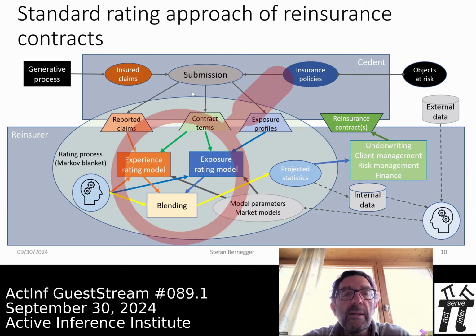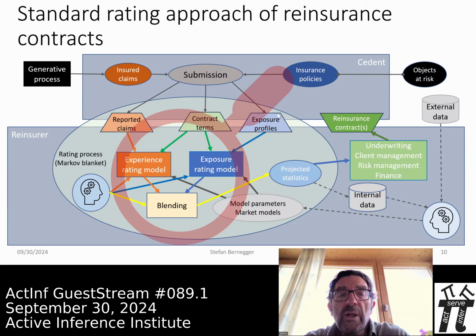What the cedent does, it creates a submission, and the submission you can put into 3 buckets. In one bucket, we have the claims which are reported to the reinsurer. Normally this is claims above a certain threshold. The second bucket contains the contract terms. So of course you have what were the reinsurance conditions in the past, but maybe also some insurance conditions, so insured retentions or some limits and the like, which act like a filter on the claims. And the third bucket is the exposure profile, which is basically some statistics, sometimes also details about the insured policies and the objects at risk.